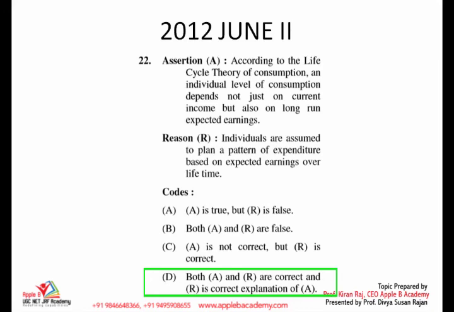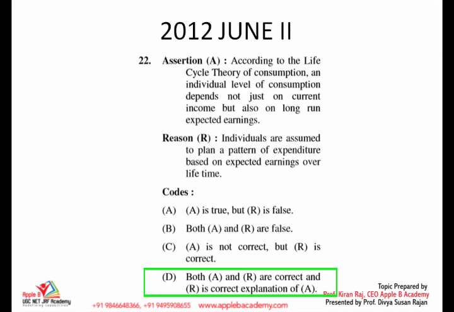So if we have a look at the 2012 June paper 2, assertion: according to the life cycle hypothesis theory of consumption, an individual's level of consumption depends not just on current income but also on long run expected earnings. The reasoning for this is individuals are assumed to plan a pattern of expenditure based on expected earnings over the lifetime. Code A: A is true, R is false. Code B: both the assertion as well as the reason are false. Code C: A is not correct but R is correct. Code D: both the assertion and the reasoning are correct and R is the correct explanation of the assertion.